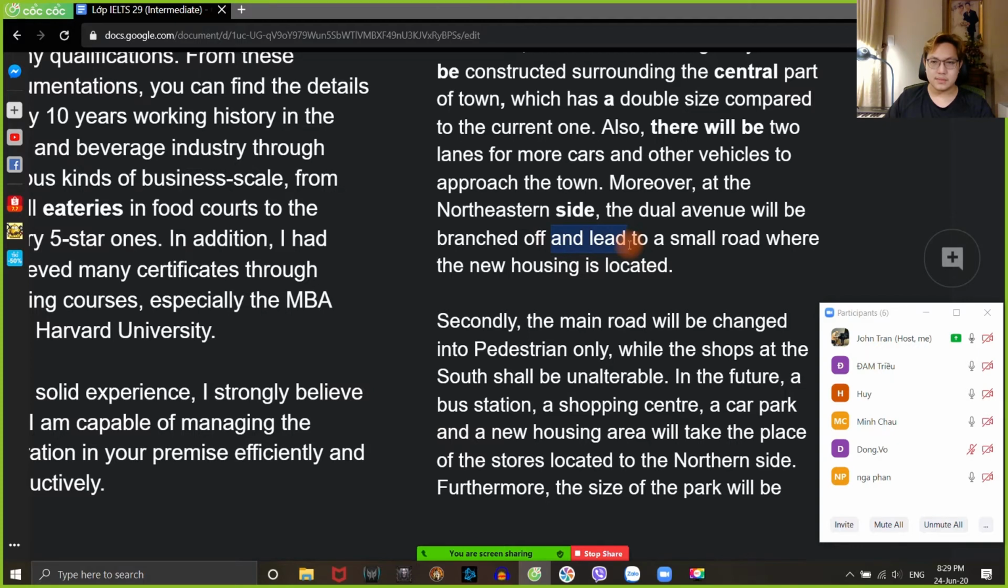Cái chỗ này thì thực sự mà nói là nó chủ động, nó lead. So it's an active verb. The road leads to a small road. Nhưng mà để cho nó đỡ phiền, cứ leading đi. Just use a verb in -ing form here. It sounds smoother. Nó nghe có vẻ trôi chảy hơn. Sorry, it's not a gerund. It's just a present participle. My mistake. Leading to a small road where the new housing is located.